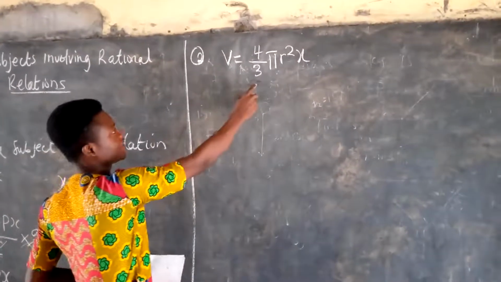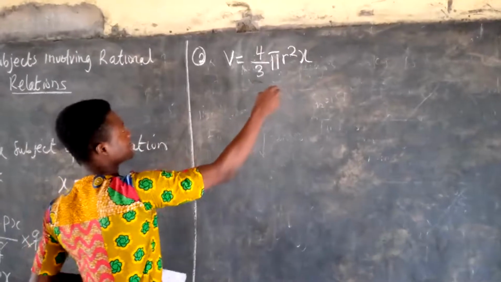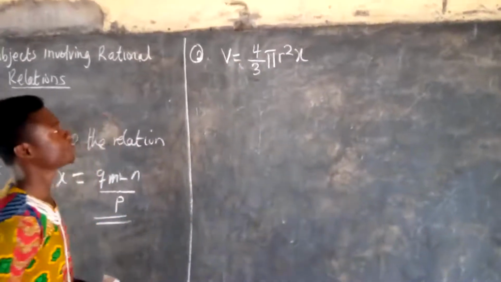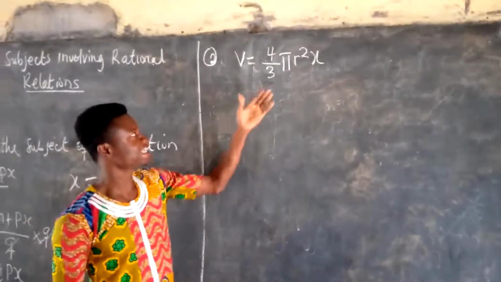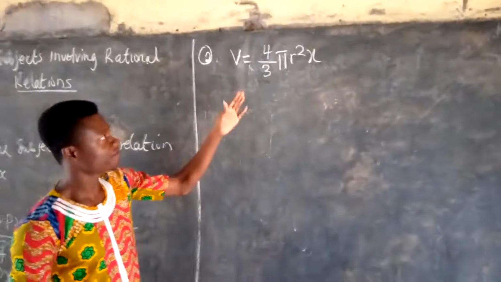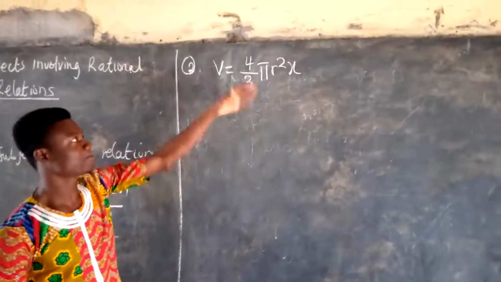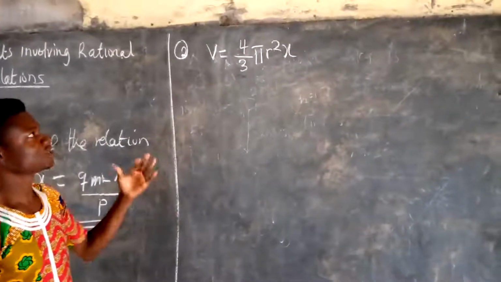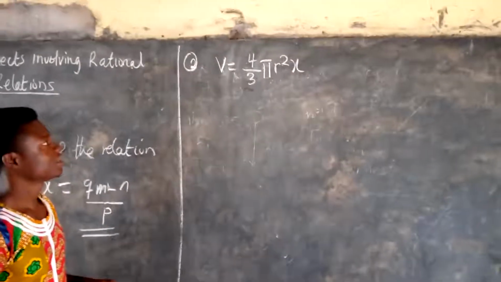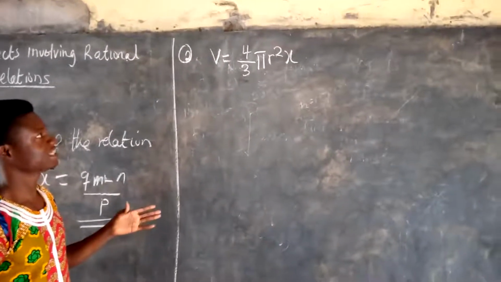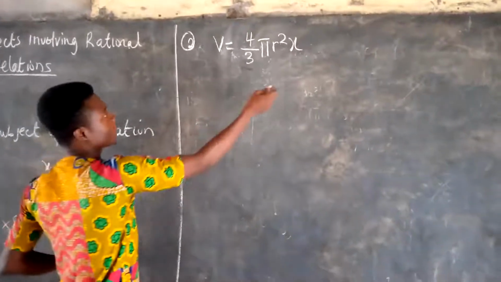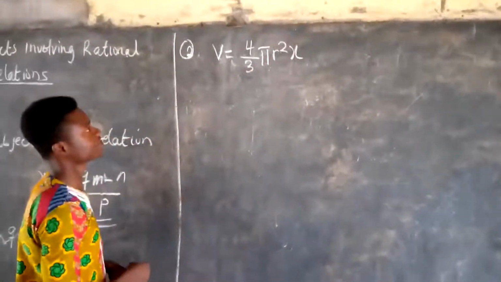So in this question, you are asked to make x the subject out of the relation. And all that we need to do is to find the LCM of the denominators and then multiply the LCM through the expression, so that we can cancel out the denominators and then solve the expression. So now you are making x the subject in this relation.